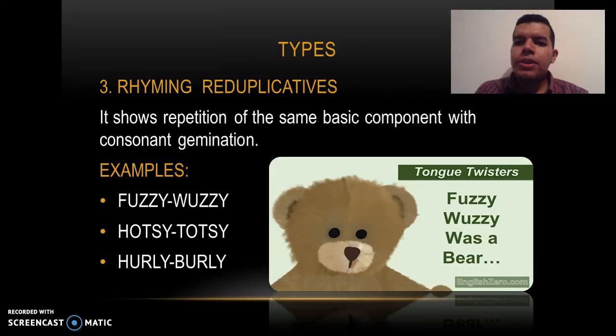The third type is rhyming reduplicatives. It shows repetition of the same basic component with consonant alternation. For example, Fuzzy Wuzzy, Hotsy Totsy, Harley Barley. Fuzzy Wuzzy makes reference to a person or animal that has curly hair. That's why I put this. Fuzzy Wuzzy was a bear. That's a tongue twister. You can find it on the web, of course.